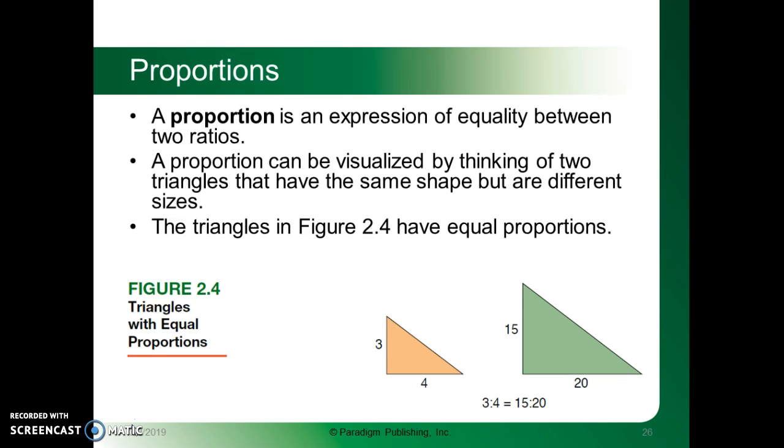So a proportion is an expression of equality between two ratios. A proportion can be visualized by thinking of two triangles that have the same shape but are different sizes. An example of a proportion would be this figure. We have two triangles that are similar, but their ratios are different. So this one's 3:4, but they equal each other, 15 to 20. If I were to reduce 15 and 20 by 5, I would get 3:4. So their ratios are equivalent.